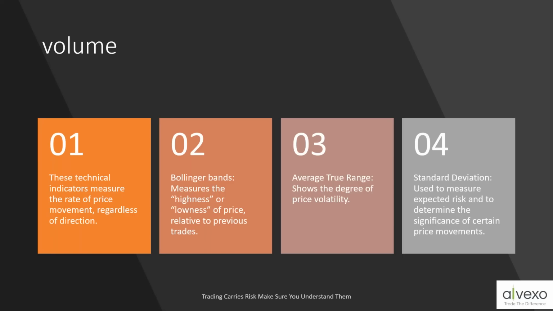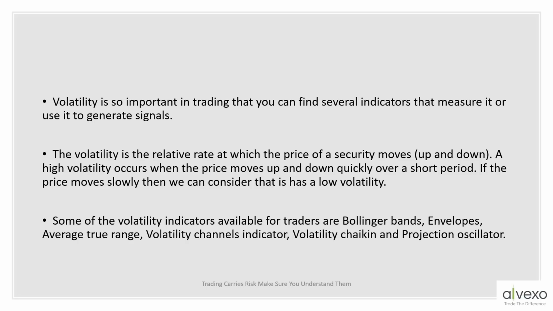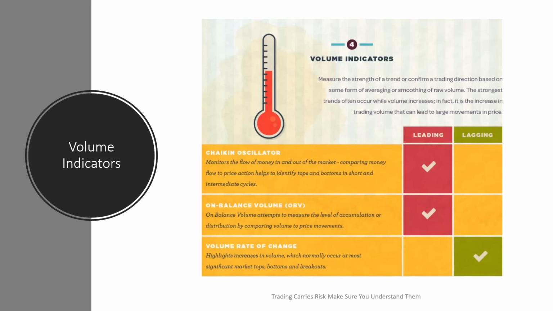Then we come to volatility. These technical indicators measure the rate of price movement regardless of direction. Volatility is so important in trading that you can find several indicators that measure it. The volatility is the relative rate at which a security moves up or down.